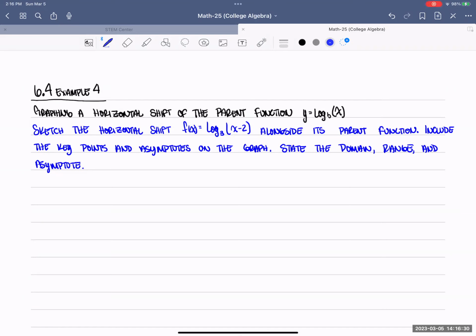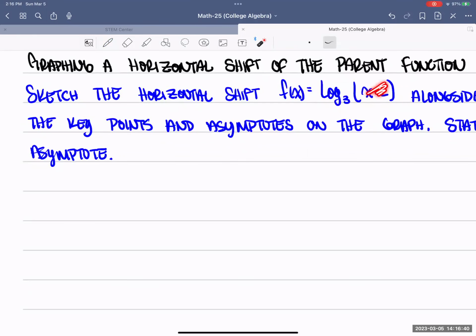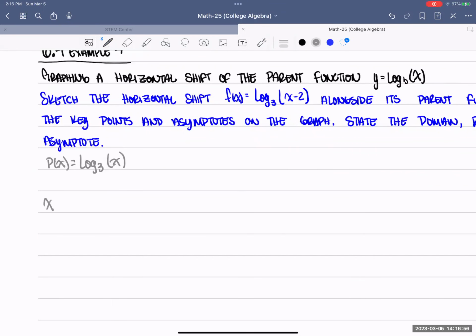All right, so the parent function here is whatever graph we have without any shifts or translations. If we were to remove our shift here, we would just have log base 3 of x. So the parent function is just going to be log base 3 of x. And let's get a graph for our parent function. So here we have our 5 points.